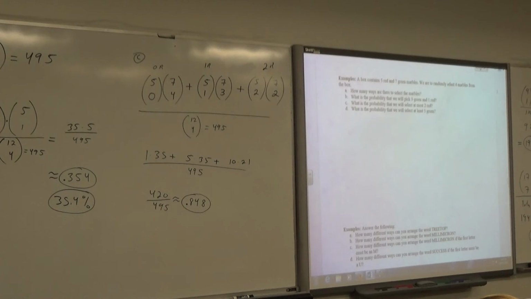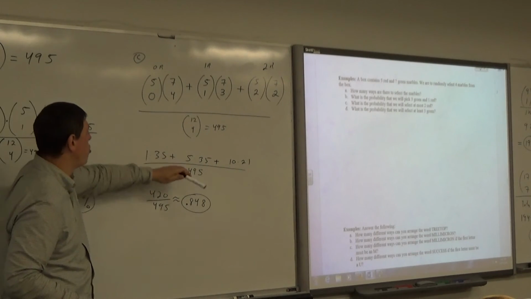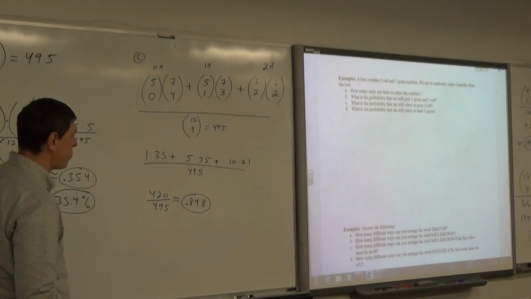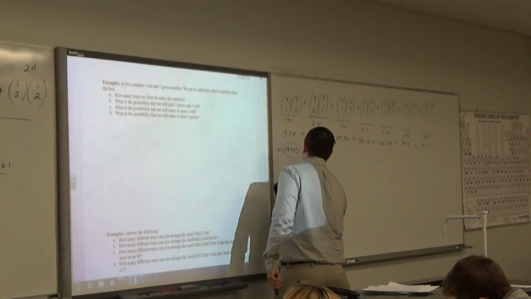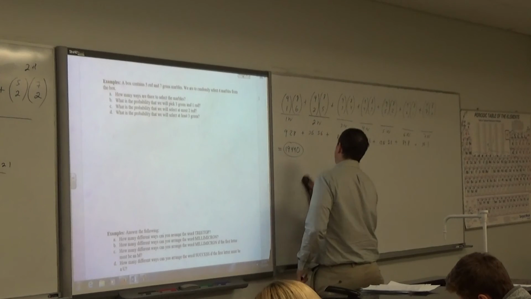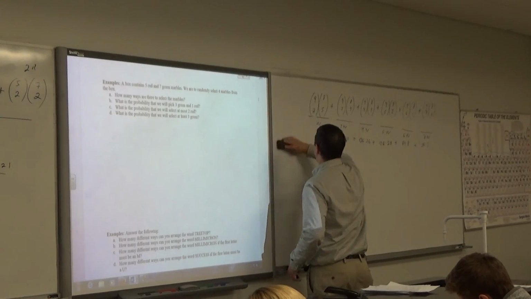Okay. All right, guys, any questions about this one? Okay, same exact stuff we did before, except now all we're doing is throwing in the total number of ways and dividing by it. Okay. Last one, letter D. What is the probability that we will select at least 3 green marbles? Okay, so this is an at least problem.